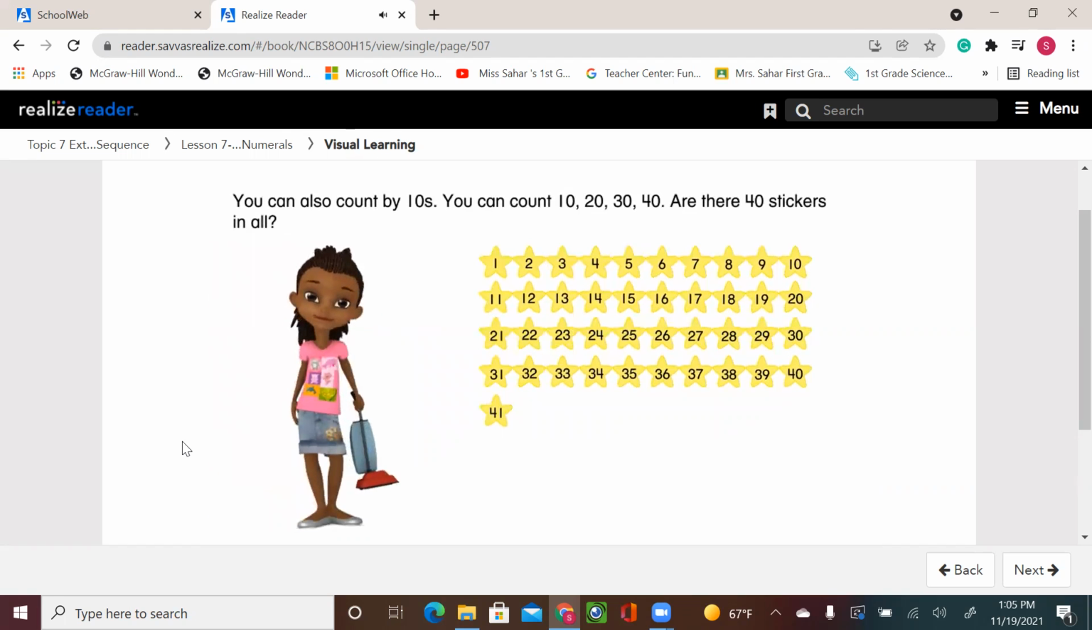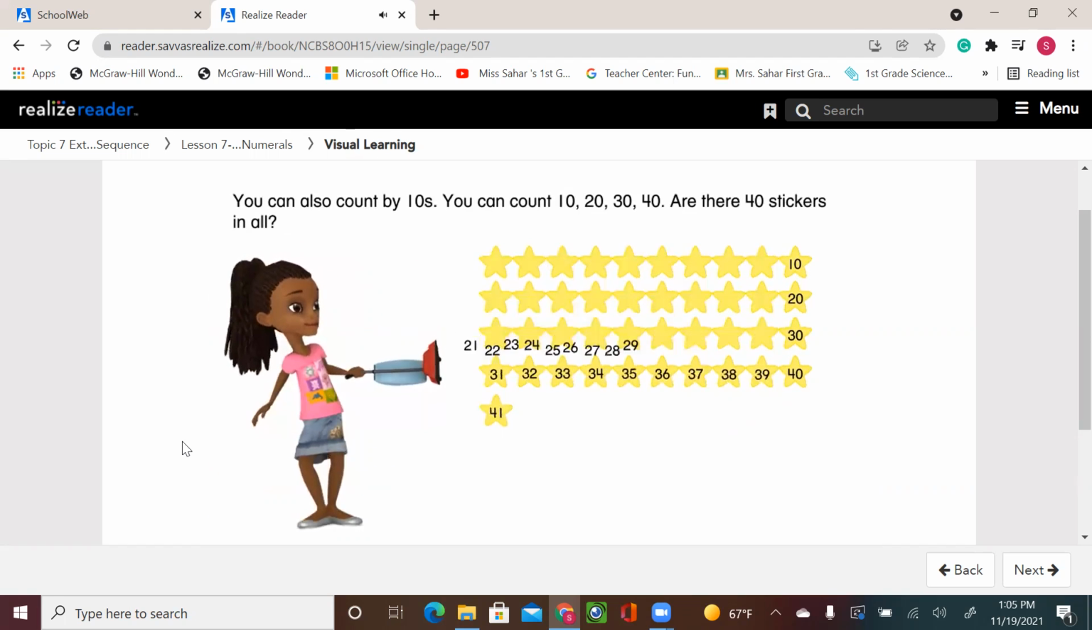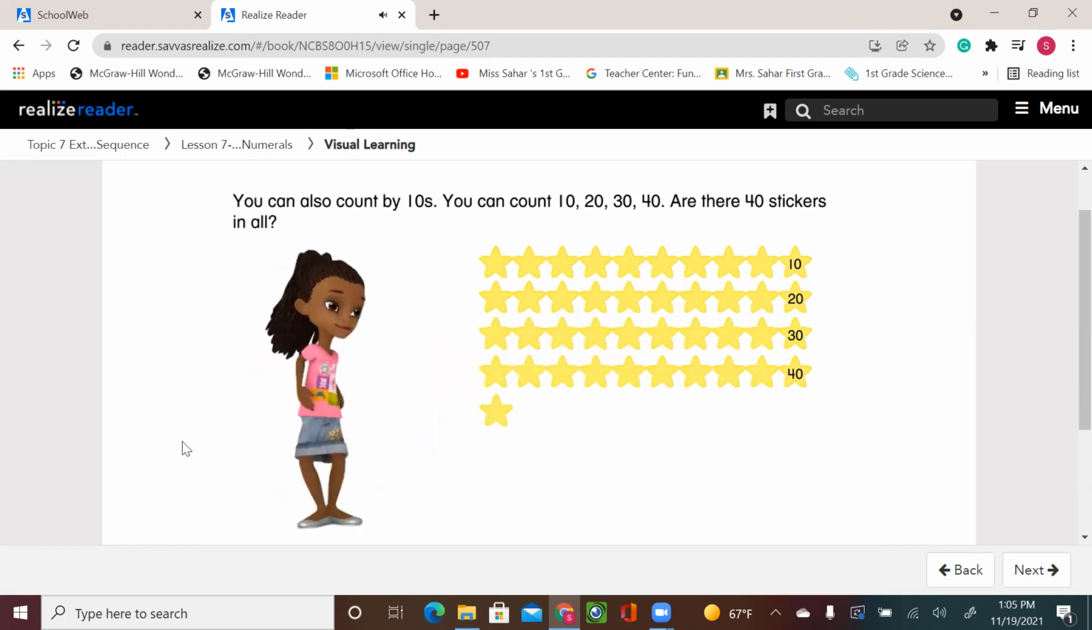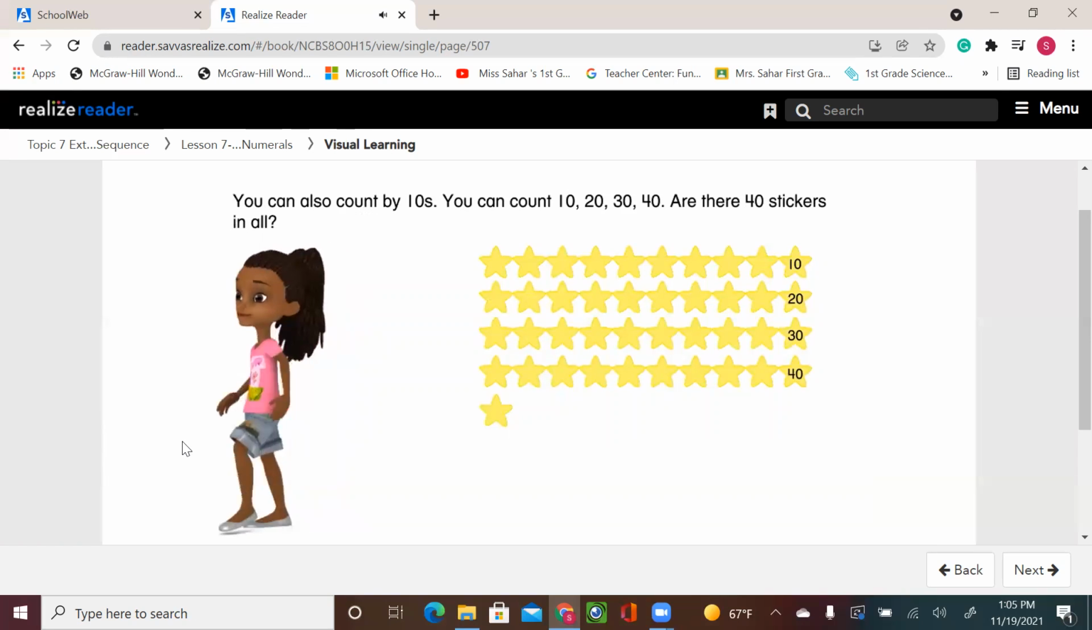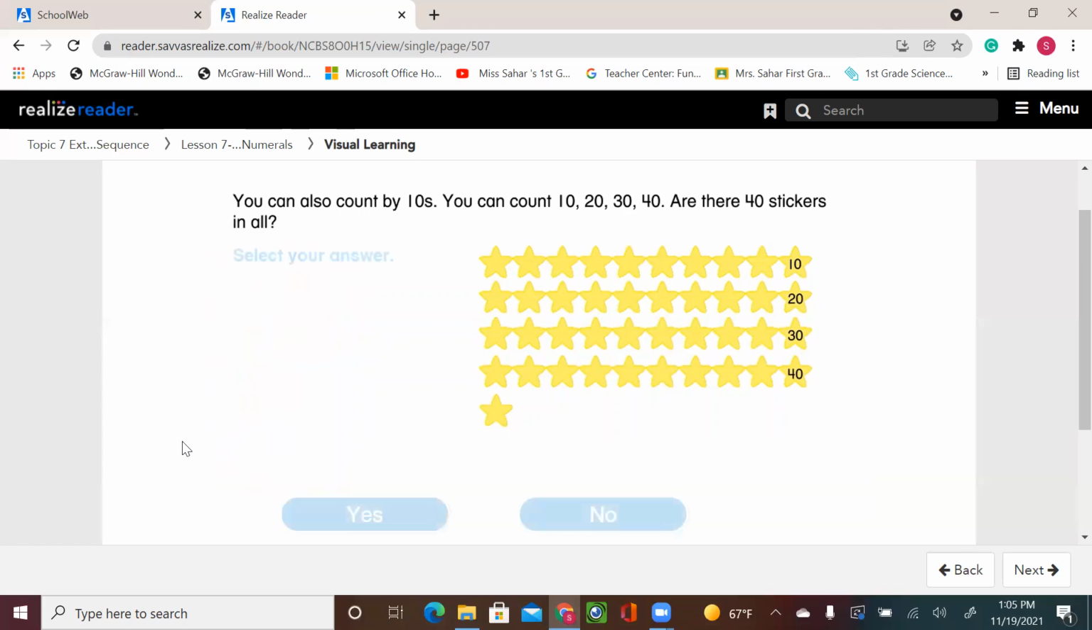You can also count by tens. You can count 10, 20, 30, 40. Are there 40 stickers in all? Select your answer.